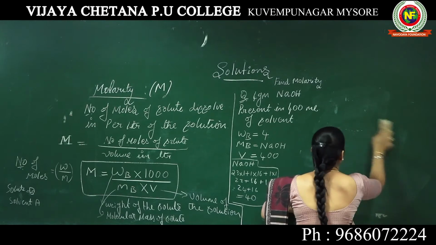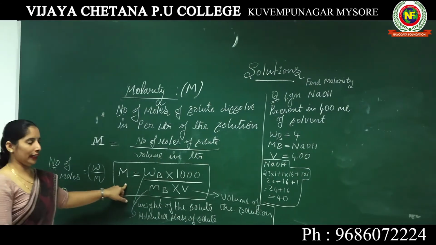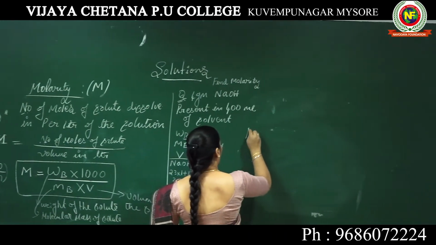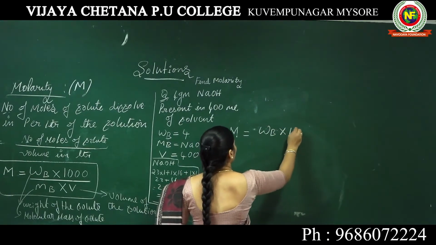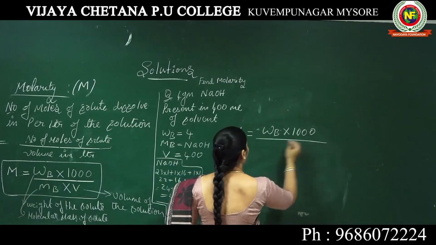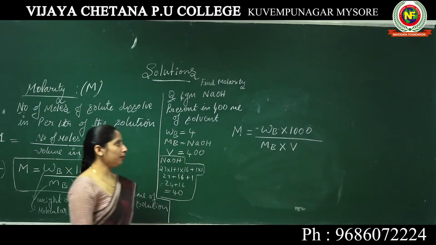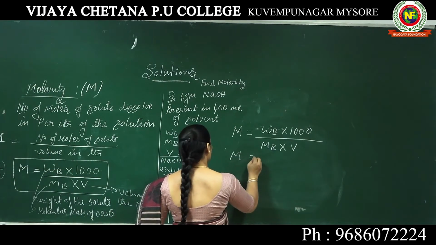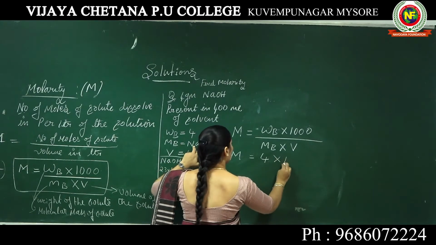So now write the equation. Here it is, the molarity equation. How to find out the molarity? M equals Wb into 1000 divided by Mb into V. So the molarity equals, what about the Wb? 4 into 1000.